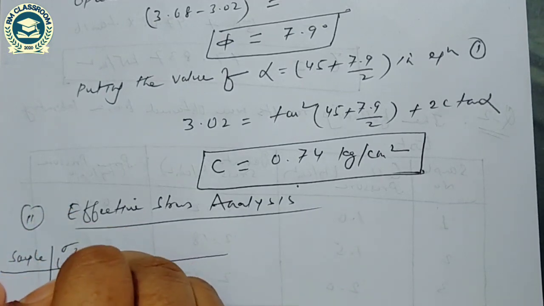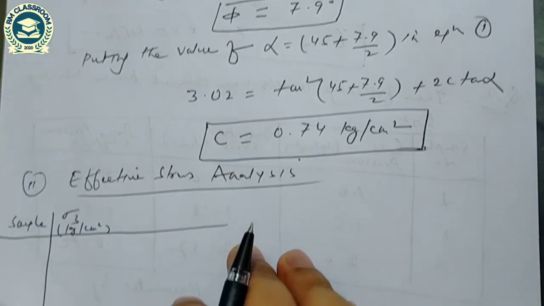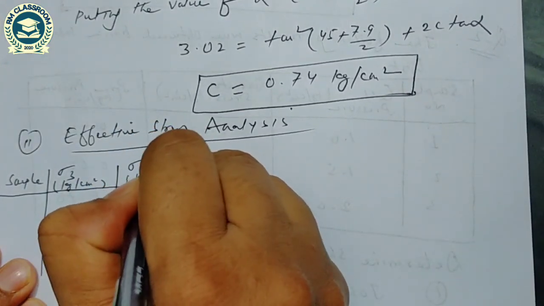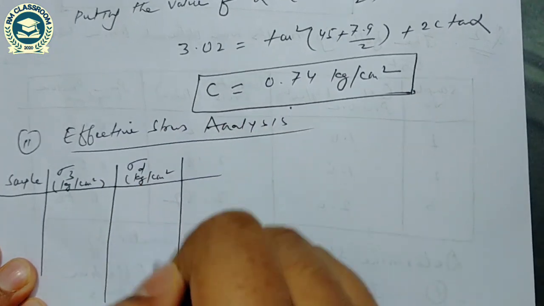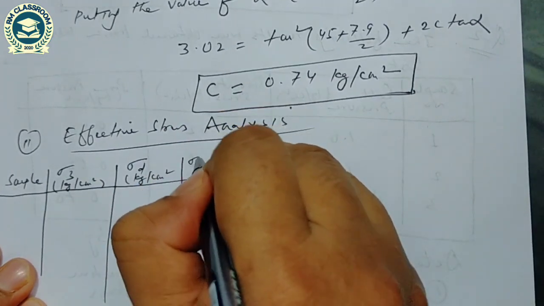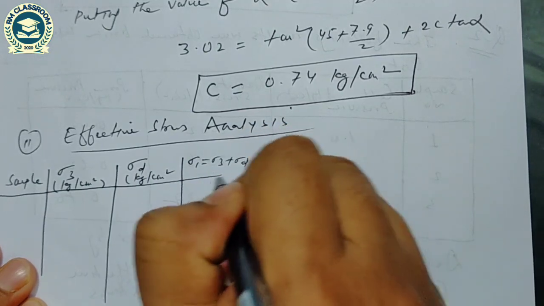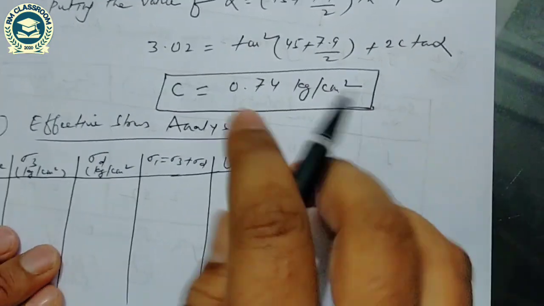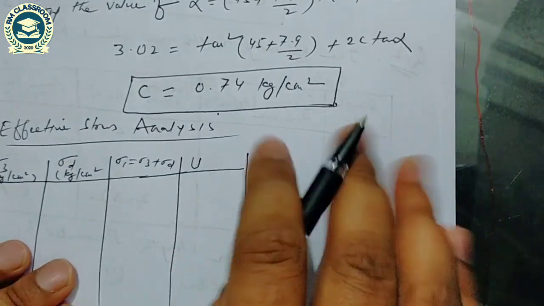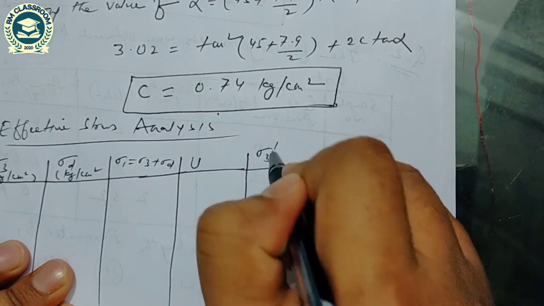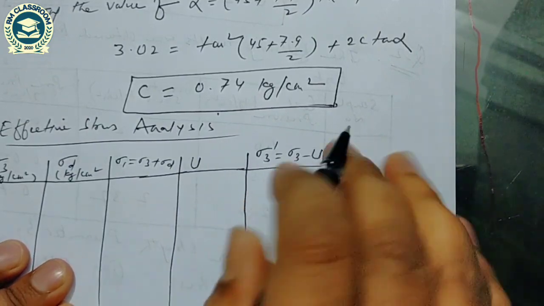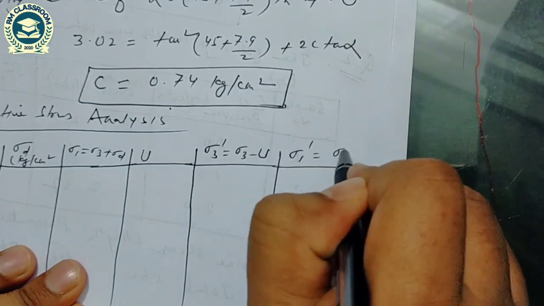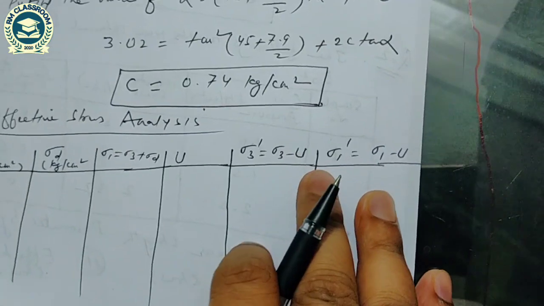Sigma 3 means cell pressure. Similarly sigma d in kg per centimeter square. Sigma 1 is equal to sigma 3 plus sigma d can be computed. Pore water pressure is given. So effective cell pressure sigma 3 is equal to sigma 3 minus pore water pressure, and similarly effective major principal stress is sigma 1 minus u can be computed.